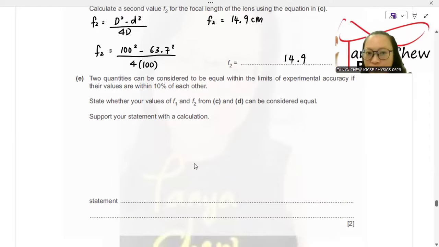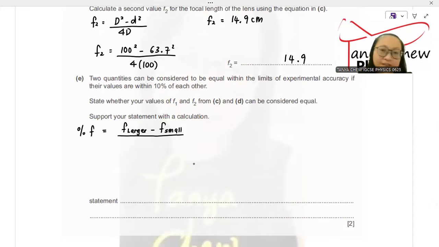So if there are two values of F and you want to calculate its percentage uncertainty, how do you do it? You calculate the percentage uncertainty of F. How uncertain? What is the error? So you get a bigger F, larger F minus a smaller F, divided by, you can choose. If you want to divide by a smaller value of F, it's up to you, or a larger value of F, it's up to you. I'm going to divide with a smaller value of F. You can choose a larger value, not a problem, and times 100%.